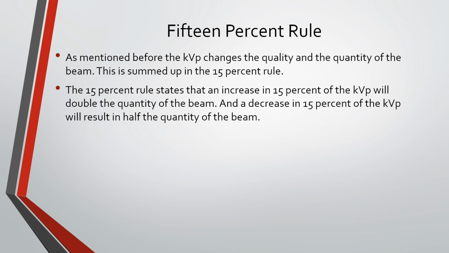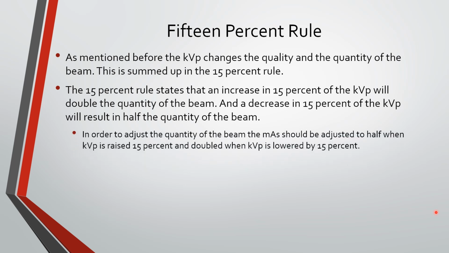The 15% rule says the increase of 15% in the kVp will double the quantity, which is the amount of the beam, and a decrease in 15% of the kVp will reduce it in half, of course. In order to adjust the quantity of the beam, the mass should be adjusted to half when kVp is raised by 15% and doubled when kVp is lowered by 15% in order to maintain the same quantity of the beam.